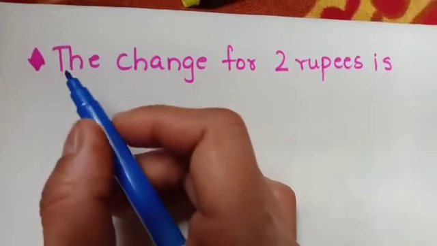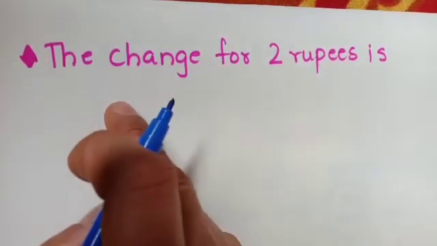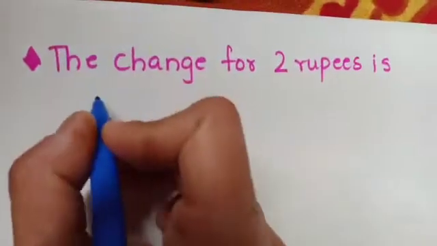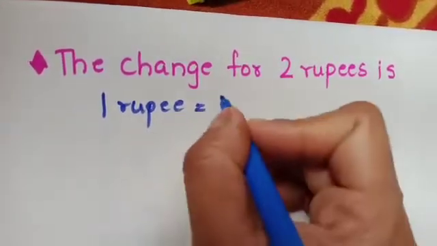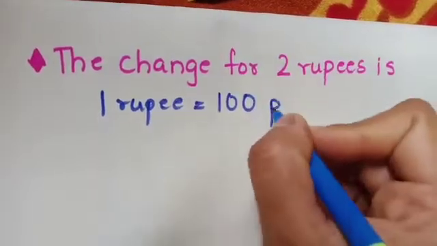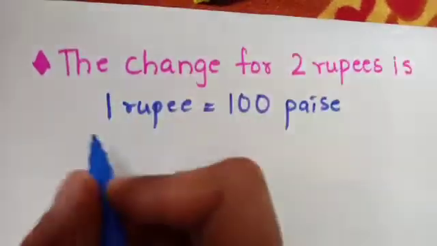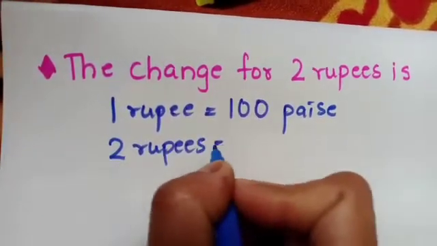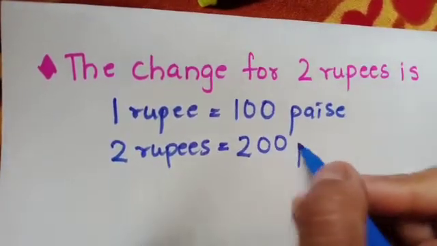Now we will see how to do the change for 2 rupees. As we have seen, 1 rupee is equals to how many paise? 100 paise. See, 1 rupee is equals to 100 paise. Therefore, what will be the value of 2 rupees? 2 rupees is equals to how many paise? It will be 200 paise.